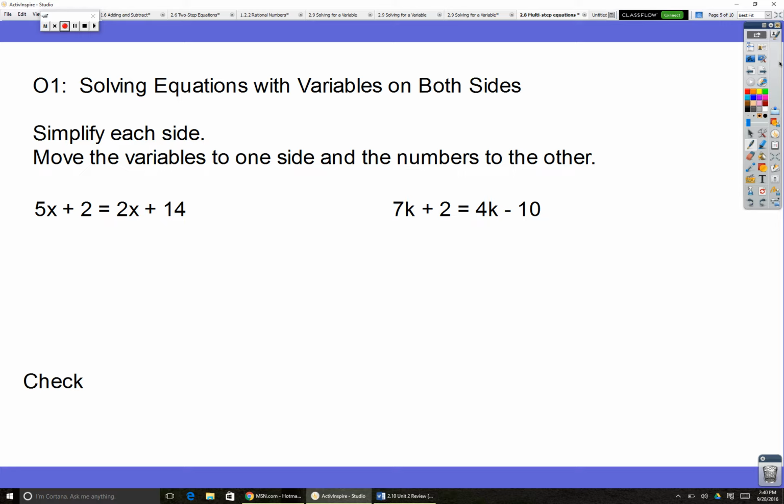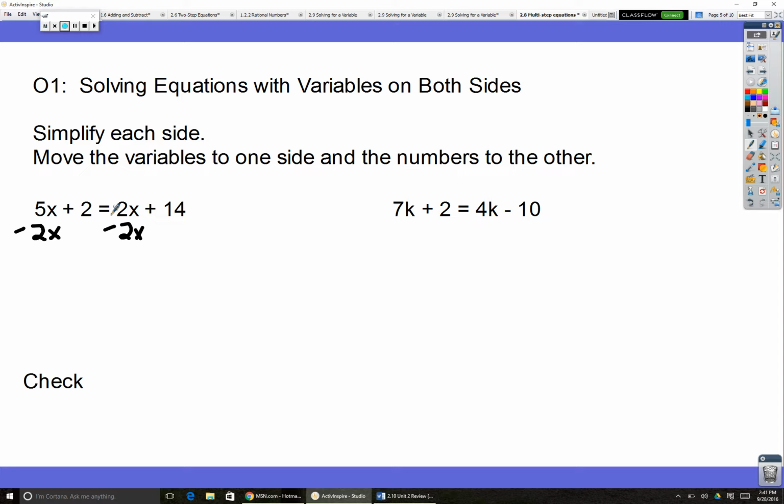So what we're going to do is move the variables to one side and the numbers to the other. So I want to have all of my x's on the left-hand side and all of my non-x's, or all of my numbers, on the right-hand side. And I do that the same way that I did to get rid of numbers that were in the way when we were trying to isolate the variable. So if I want this 2x to be on the same side as the 5x, I'm just going to subtract it from both sides. So minus 2x, minus 2x.